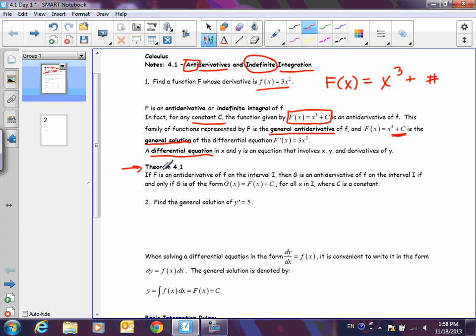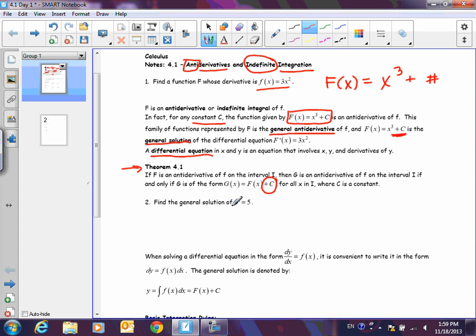Theorem 4.1 looks pretty messy. I'm going to read it, but then I'll explain what it means. If capital F is an antiderivative of f on a particular interval, and capital G is an antiderivative of f on the interval I, then this is true if and only if g of x equals F of x plus c. It basically means that to have my true general solution, I've got to have that plus c. Finding the antiderivative is like finding the x cubed. Writing your full answer has to have the plus c.